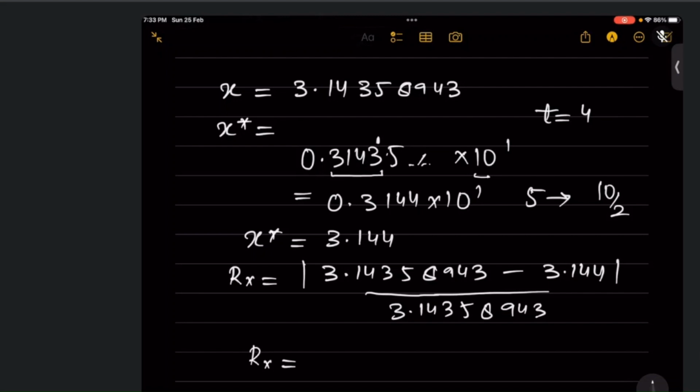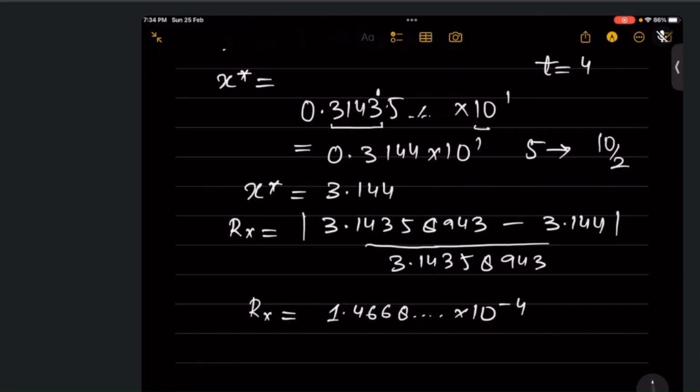When you calculate it, it will be something like 1466 8 and so on into 10 to the power minus 4. Now since this is a 4 digit system, we will again round it off to 4 digits. That is, again we will do something like this.